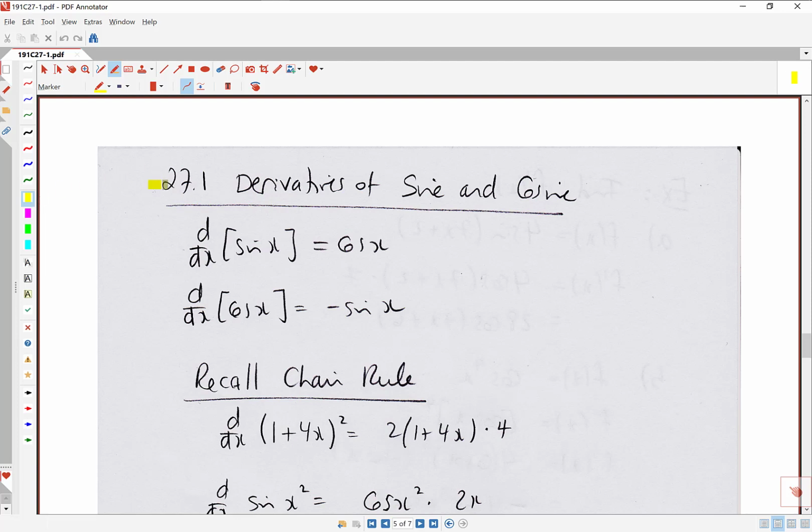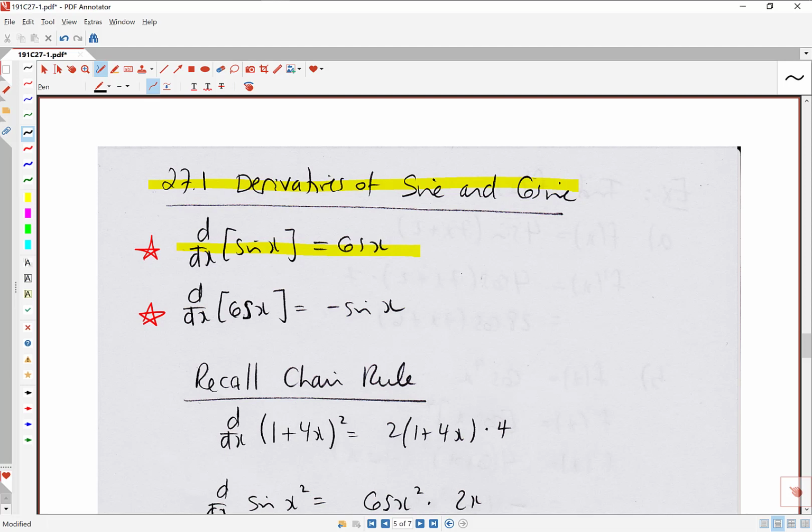In this video, we're going to look at derivatives of the sine and cosine functions. So two important formulas that we're going to see in this video. First formula is how to take the derivative of sine x. So the derivative of sine x is equal to cos x. And second important formula, the derivative of cos x.